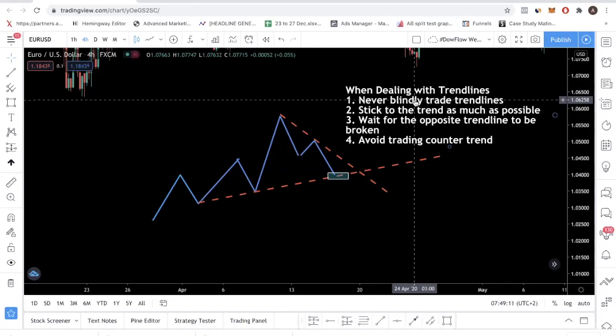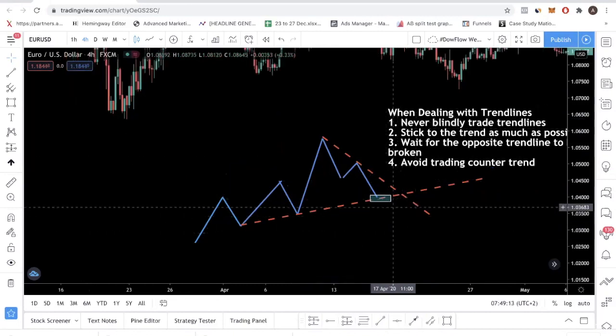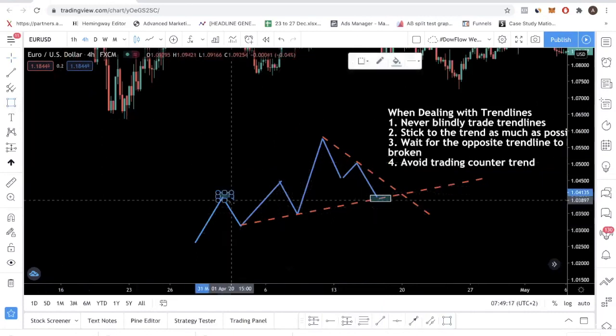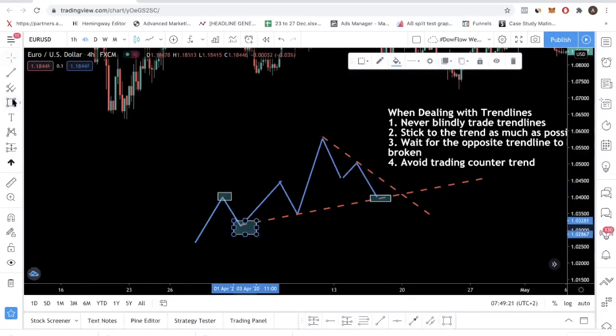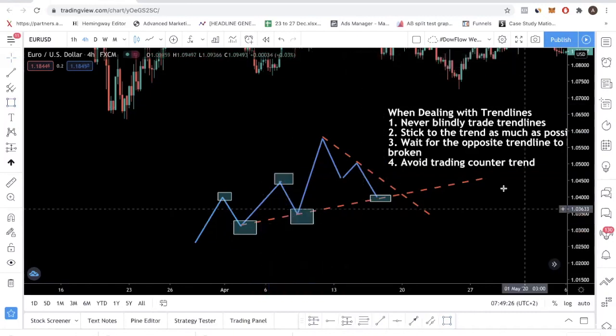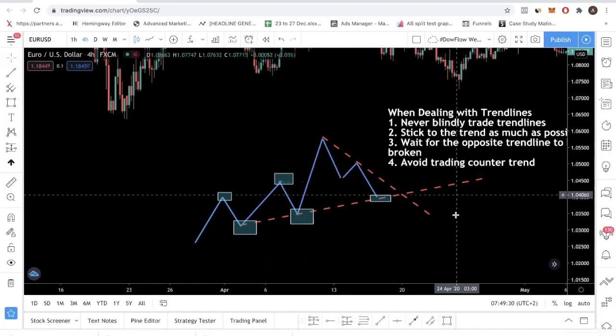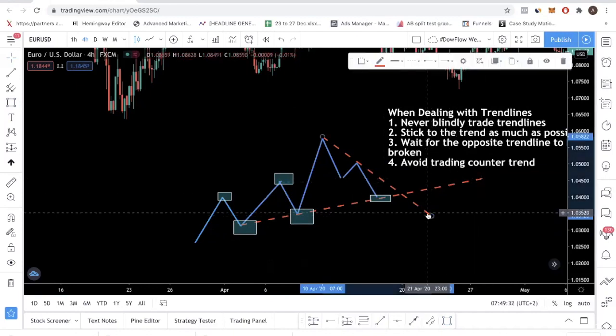Guideline number 2 would be you want to stick to the trend as much as possible. So in this example over here, it's a clear uptrend because you have a high, this is a high, this is a low. This is a higher high and higher low. So if you're in an uptrend, as much as possible, you want to lean towards the ascending trend line. You don't want to go counter trend, because remember I said this is the counter trend line. You want to stick to the ascending trend line in this case.